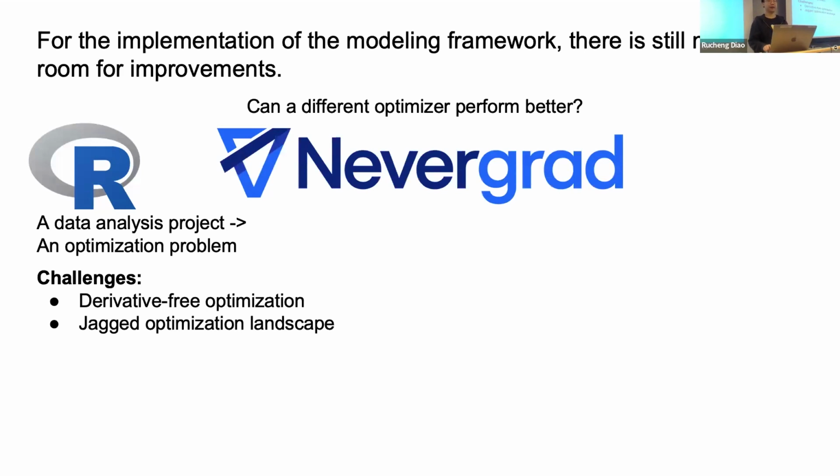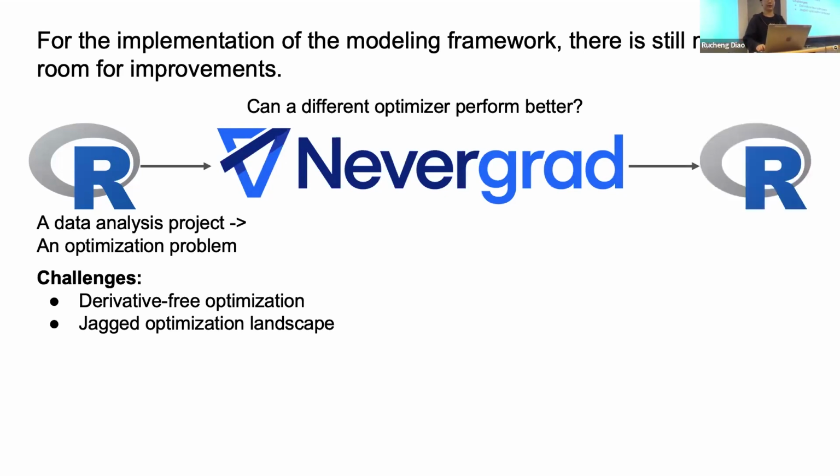So we landed on Nevergrad, where the grad stands for gradient. It doesn't mean that you never graduate. But it's actually written in Python, and it's an open source tool by the Facebook research team. So in this convoluted history, we ended up going from R into Nevergrad and back to R.